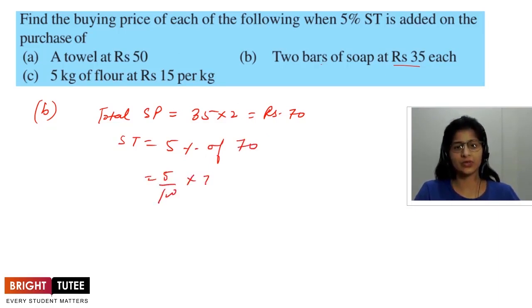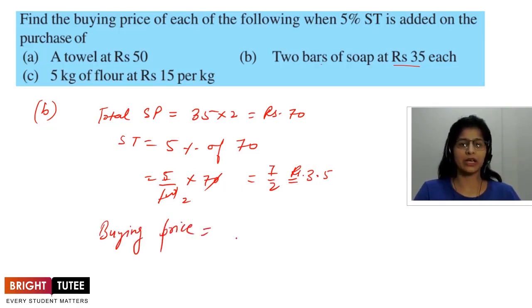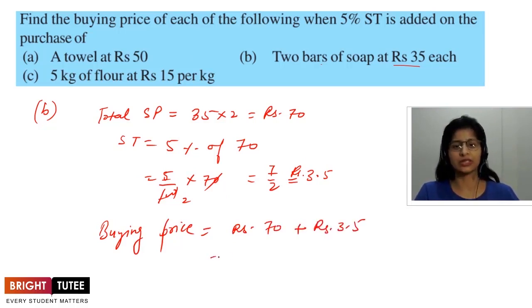So 5% of 70 we will calculate. So 5 upon 100 into 70, it will get cancelled. 5 2s are 10. We get 7 upon 2. So 7 upon 2 is 3.5. So this is the sales tax that will be there. And what we need to do, we need to find the buying price. So buying price will be, you will pay the shopkeeper the amount rupees 70, which is the selling price, and rupees 3.5, which is the VAT over it or sales tax over it. So rupees 73.5 you are going to pay, right?